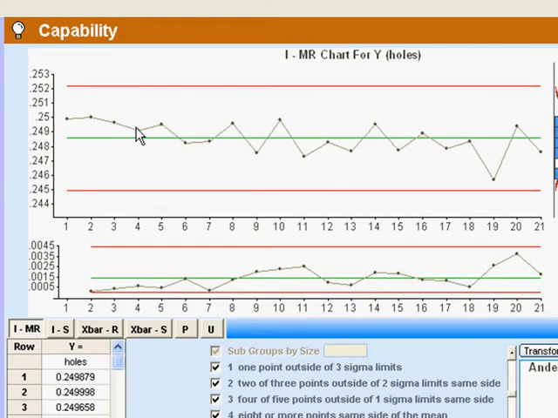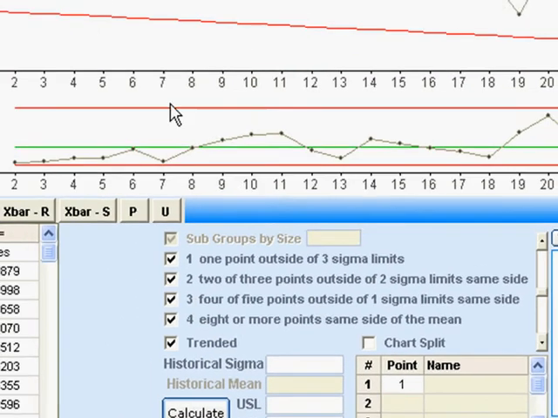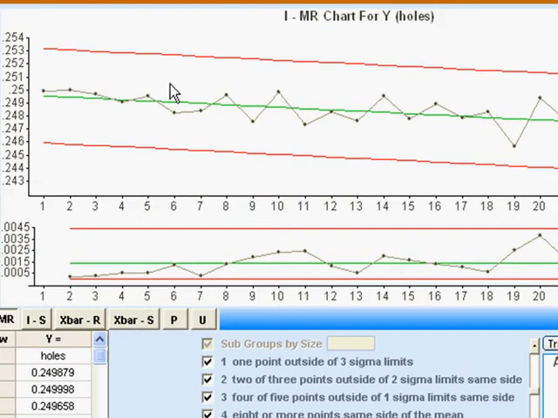And if you look at this, well, okay, we're not getting any rule violations yet, but we're on the brink of it here. This almost violates rule number 4, and just looking at it, it doesn't look like it's perfectly flat. There's a good physical reason that it shouldn't be, so I can click Trended and click Calculate, and I can then trend the chart.